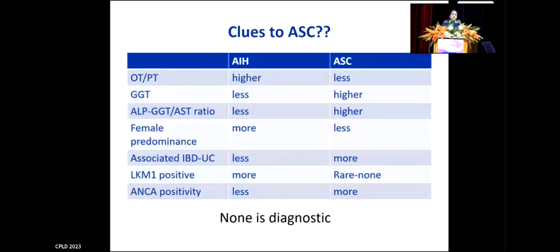What are the clues to suspect an autoimmune sclerosing cholangitis, as in contrast to a patient who has autoimmune hepatitis? The AST and ALT, obviously, this is more of cholestasis, so they are less raised. But the gamma GT will be more raised in autoimmune sclerosing cholangitis. The female predominance is more in autoimmune hepatitis. It's 50% males in autoimmune sclerosing cholangitis. The overlap autoimmune sclerosing cholangitis has more of IBD and it is rarely LKM positive, but more likely to be ANCA positive. So if you have a male who's got an associated ulcerative colitis and has a high GGT, the index of suspicion for autoimmune sclerosing cholangitis should go up. But none of these criteria are diagnostic.